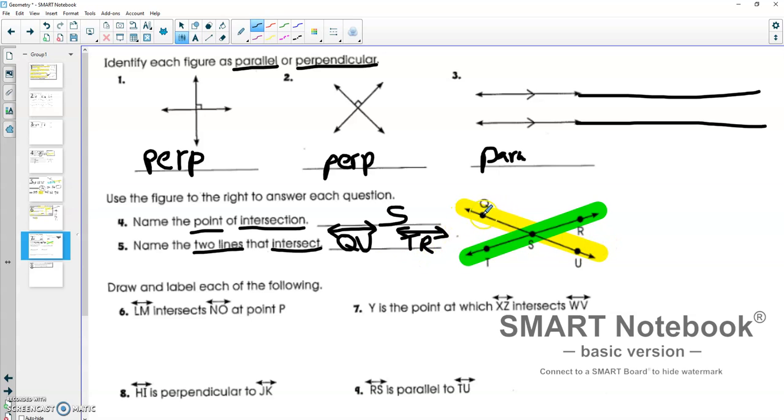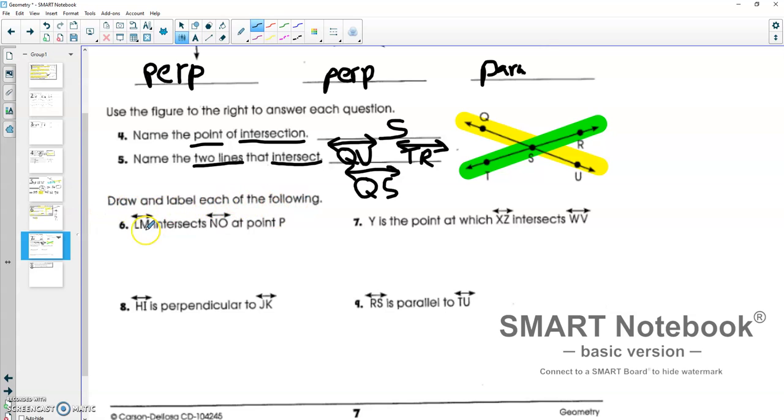Now, technically, you could do QS as well. Just like what we had on the questions before. I can take the 2 points and say that Q is going on forever. And if I keep going the S direction, that goes on forever. So I put those two arrows. And I could do the same thing with SR or ST or SU. Okay? But these are the two main lines that intersect.